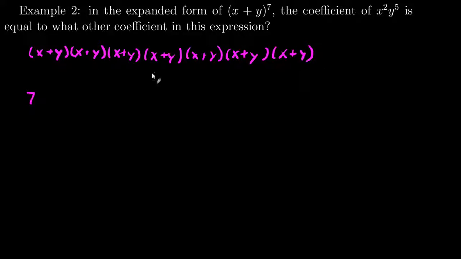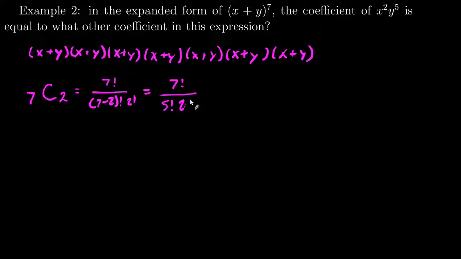And the idea is this: if I want x squared y to the 5th, that will happen 7 choose 2, for 7 factors, because I want to choose 2 of these to be x's. 7 choose 2, 7 factorial over, we saw this last slide, 7 minus 2 factorial, 2 factorial. That's going to be 7 factorial over 5 factorial, 2 factorial. I'm going to cancel out the 5-ness in here. So 7 is 2 bigger than 5, so I'll be left over with a 7 times 6, divided by 2 times 1.